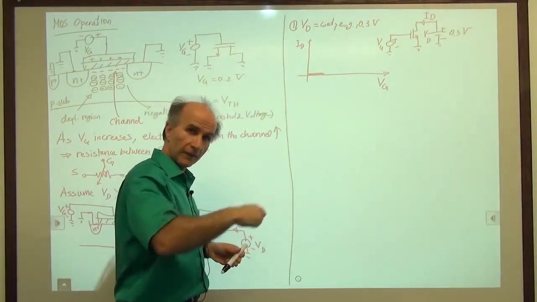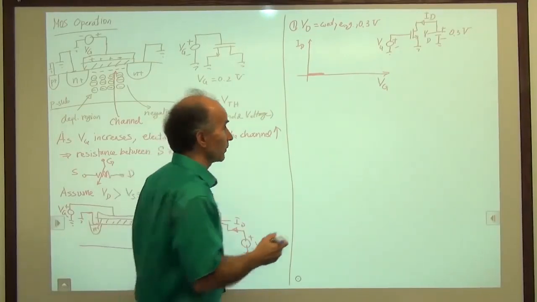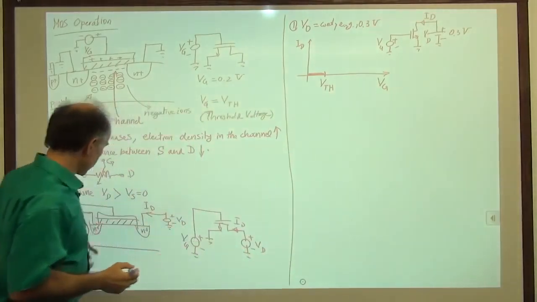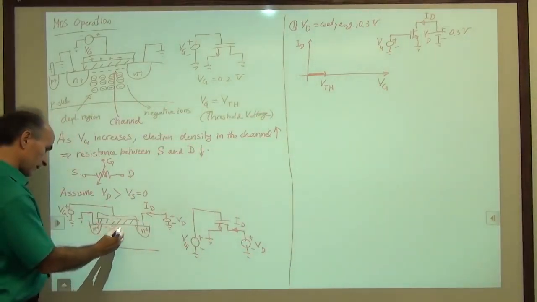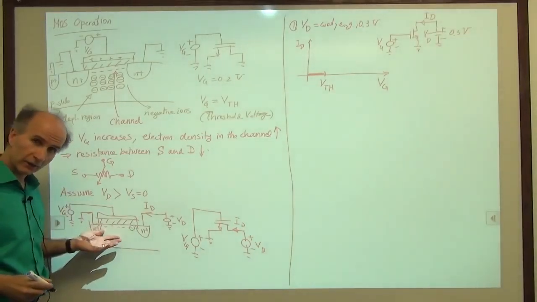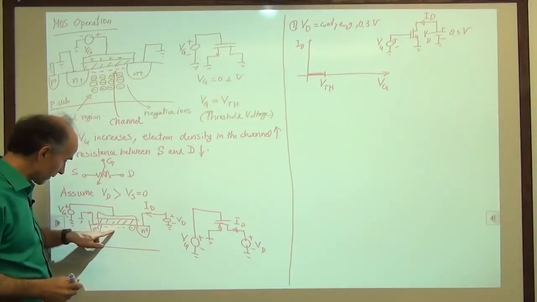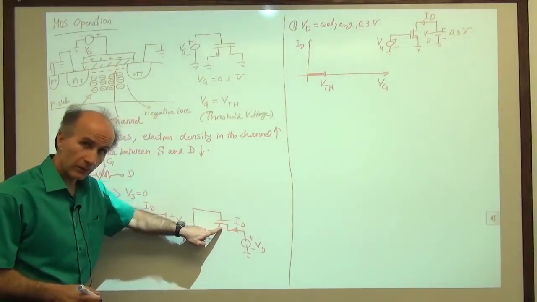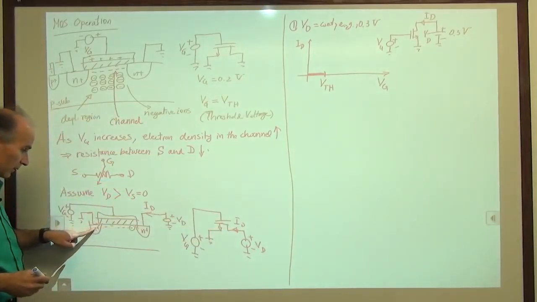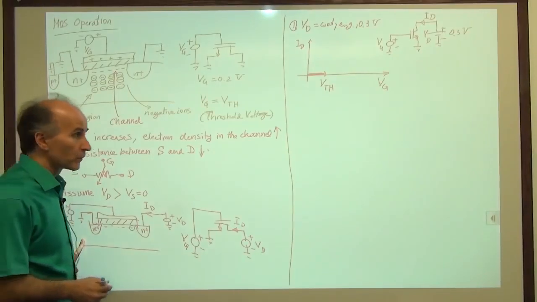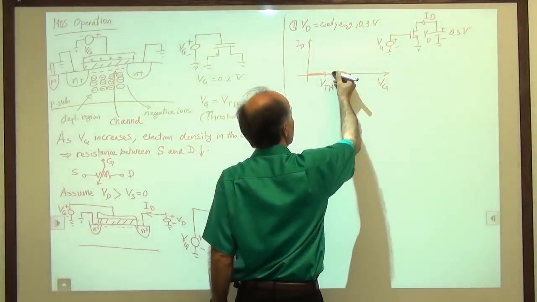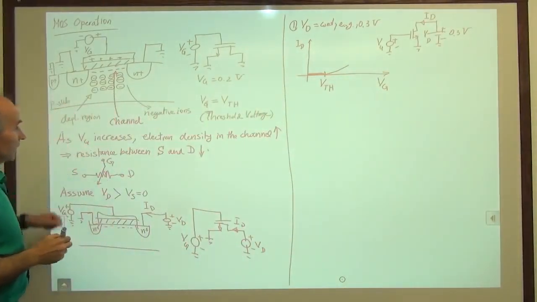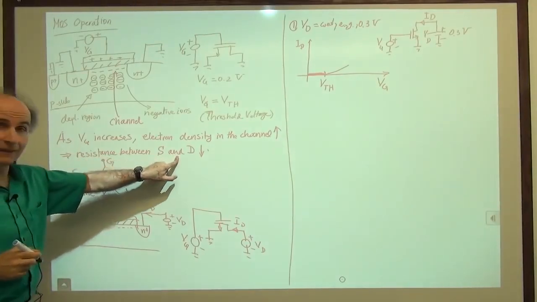All right, so we keep increasing VG, and we reach a threshold. So once we reach the threshold voltage, VTH, then we have electrons formed here. So we have some electrons, and these electrons can conduct current. So we begin to see a current flowing this way. It starts from the drain, goes through the device, through the channel, goes to the source, goes back to ground. So we begin to see some current, and as VG increases, this current increases. Why? Because as VG increases, the resistance between the source and drain decreases.